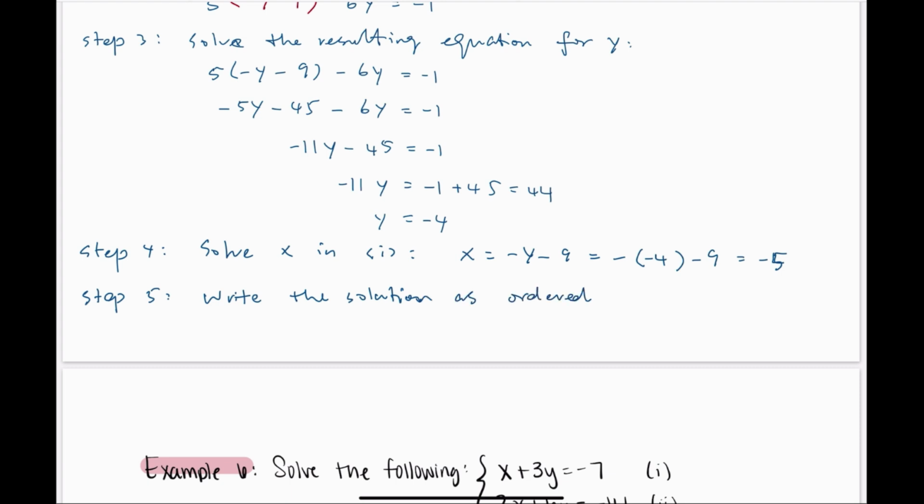Step 6. Finally, let's check the solution by substituting x equals negative 5 and y equals negative 4 into both original equations to make sure they hold true. That's the entire process for solving a system of equations using the substitution method. I hope this helps, and I'll see you next time.